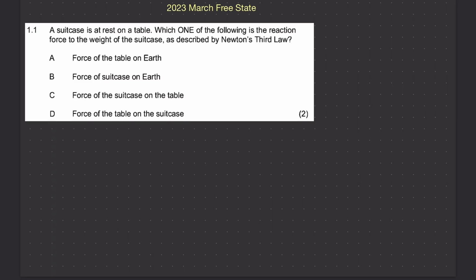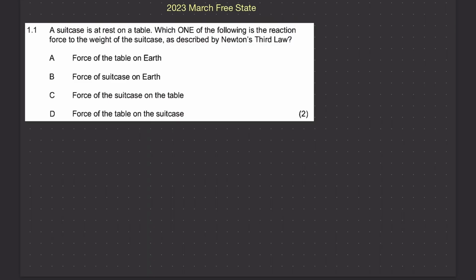Today we're going to be looking at the multiple choice questions from the 2023 March Free State paper. Let's get started. Question 1.1. A suitcase is at rest on a table. Which one of the following is the reaction force to the weight of the suitcase as described by Newton's third law?